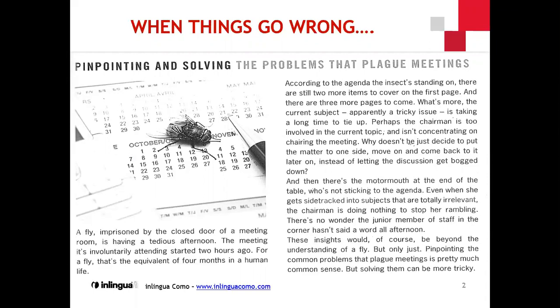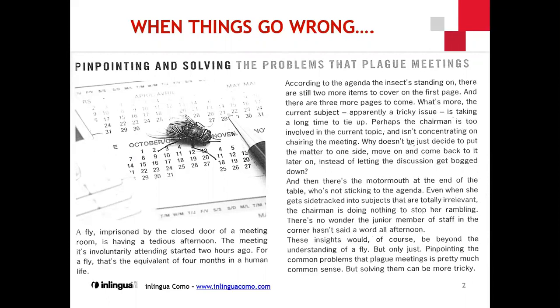What's more, the current subject, apparently a tricky issue, is taking a long time to tie up. Perhaps the chairman is too involved in the current topic and isn't concentrating on chairing the meeting. Why doesn't he just decide to put the matter to one side, move on, and come back to it later on, instead of letting the discussion get bogged down?